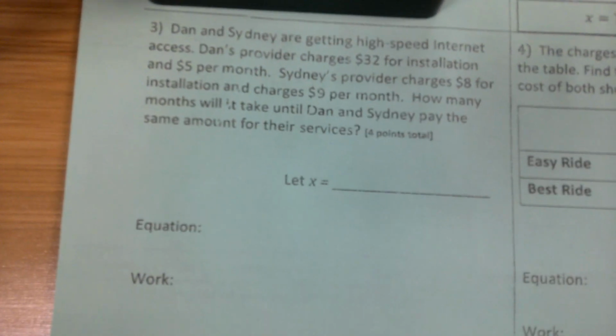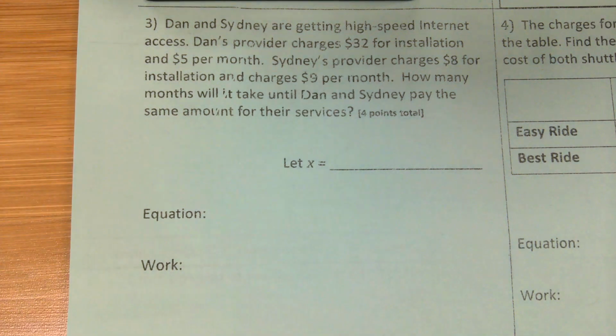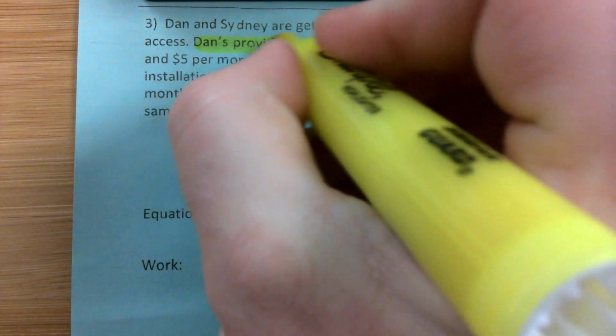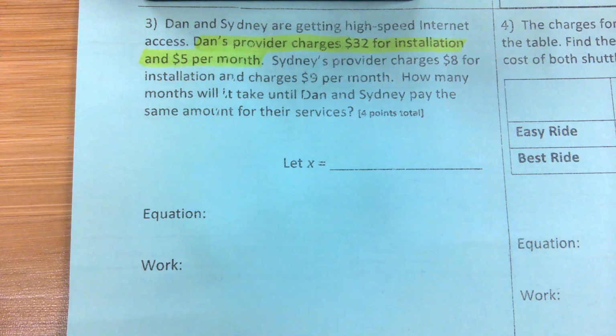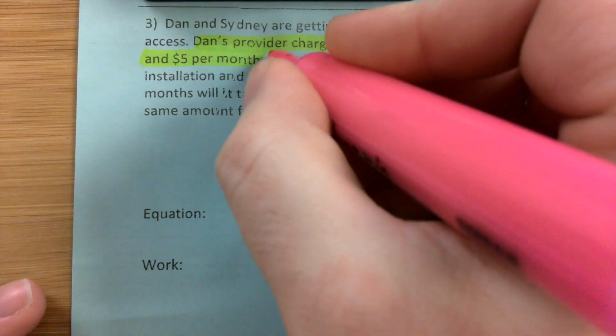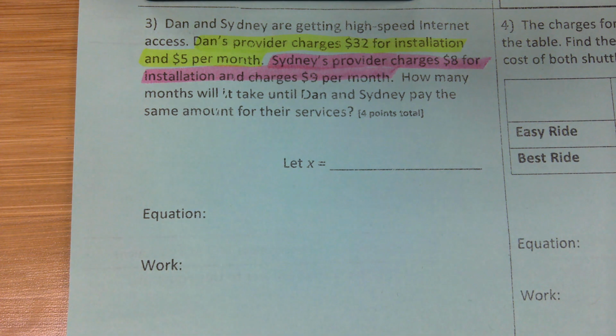All right, let's go into the word problems before we jump to the back with all those fun equations. So Dan and Sydney here. They're getting high-speed internet access. Dan's provider's charging $32 for installation and $5 per month. I'm going to go ahead and highlight that in yellow real quick. Okay. And then we've got Sydney's provider. Sydney's provider's charging $8 installation, way cheaper, but $9 per month. A little bit more expensive on the monthly side.